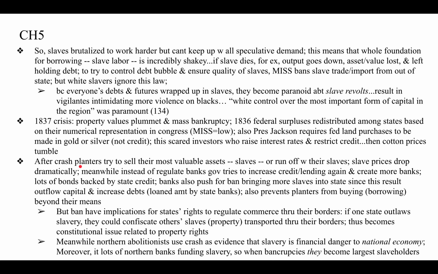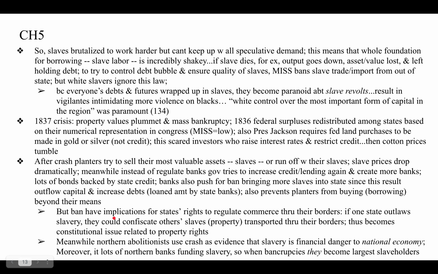After the crash, planters tried to sell their most valuable assets, slaves, or to run off with their slaves. Slave prices dropped dramatically. And meanwhile, instead of regulating the banks, however, the government tried to increase credit and lending again and create more banks. So lots of bonds were backed by state credit at this time then. Banks also pushed for a ban on bringing more slaves into the state, since this resulted in an outflow of capital and an increase in debts, the amount loaned by state banks, and also to prevent planters from buying or borrowing beyond their means.